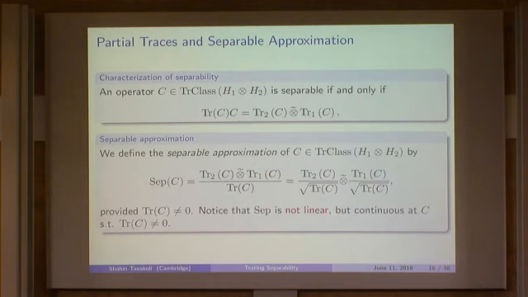So you have this, now you can write, if trace of C is different than 0, you can write that C is equal to trace 2 of C times trace 1 of C divided by trace of C. So by this formula, I define a separable approximation of any covariance. Now, something that you have to notice is that this separable approximation of the covariance is not linear, but it is continuous.